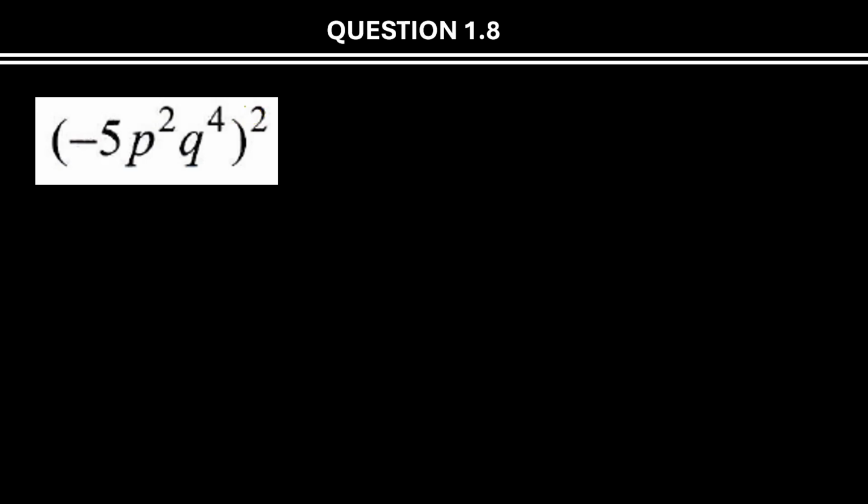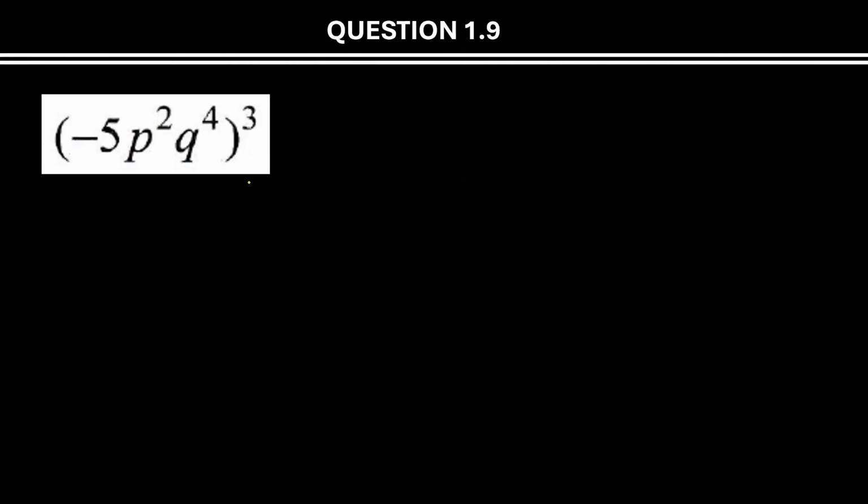Okay, then for question 1.8, so here, when you have a negative value inside a bracket that's to the power of something, just basically treat this as one number, as -5. Then when you square that, because it's squared, it's going to become positive. So that's just going to become 25. And then p to the power 4, q to the power of 8, when we multiply 2 times 2 and 4 times 2.